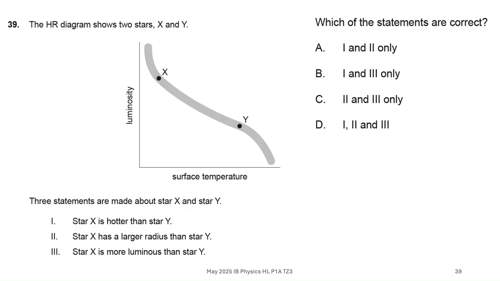Okay, 3 statements. We're saying that star X is all 3 things: hotter, larger radius, and more luminous. Now, 2 of those statements I think are fairly straightforward, 1 maybe less so. Let's go one by one.